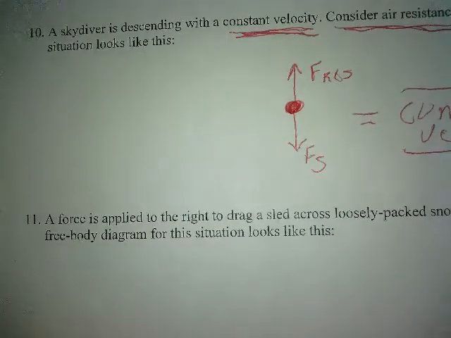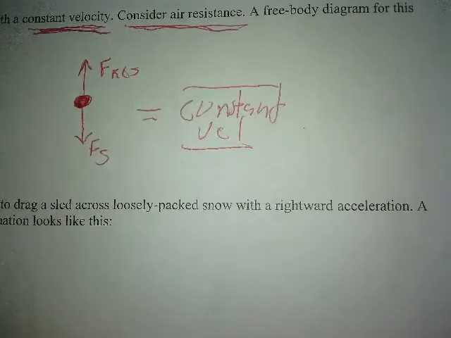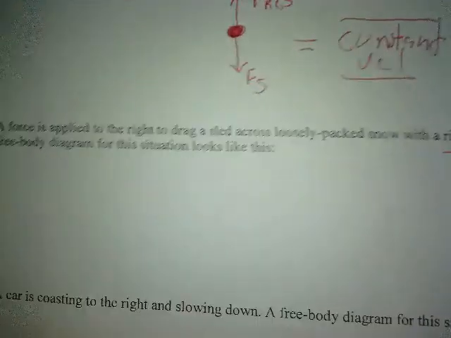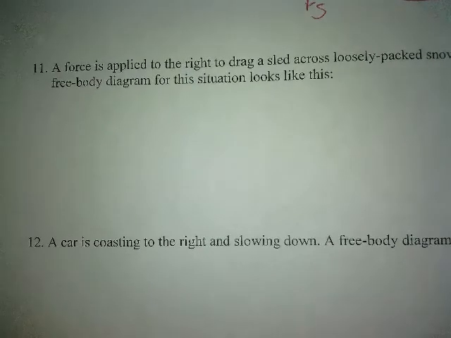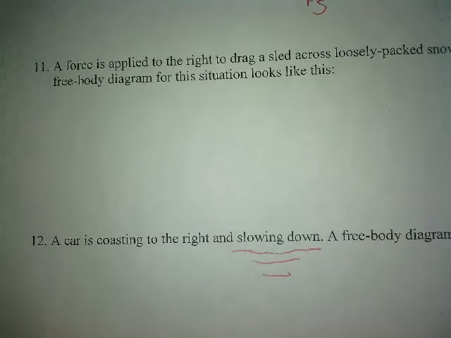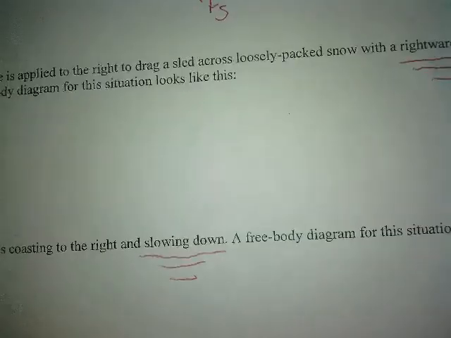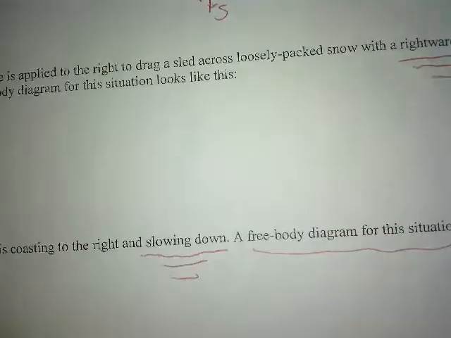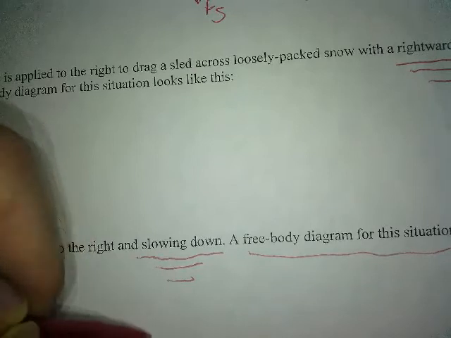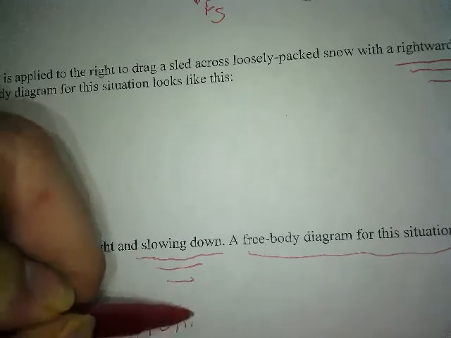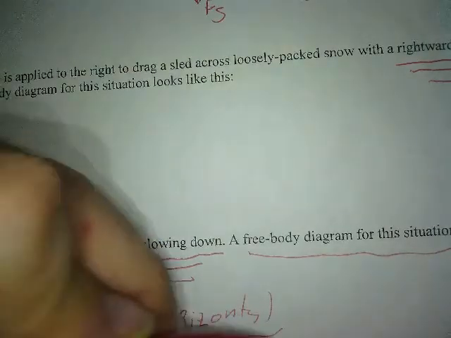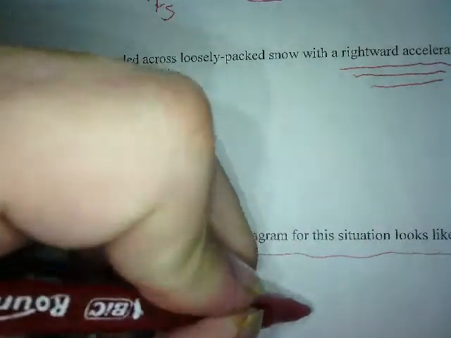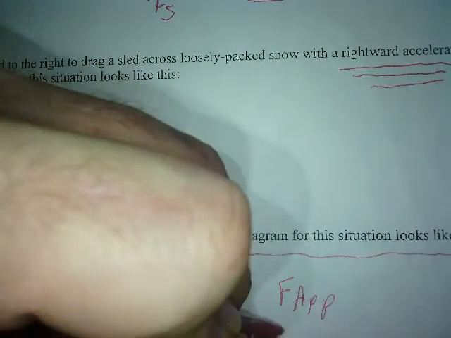All right, 11. All right, this one has rightward acceleration. Number 7. And number 12 is a nice little case. Car is coasting to the right and slowing down. I want to see how y'all do on this one. So you'll draw out a free body diagram for this situation. So it's going to be horizontal. But it's going to have an applied force and a friction force. But it'll be a special situation.